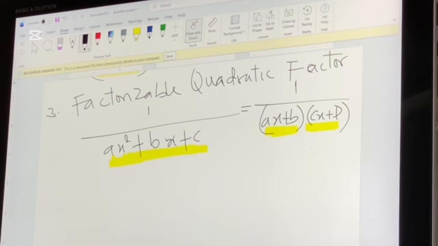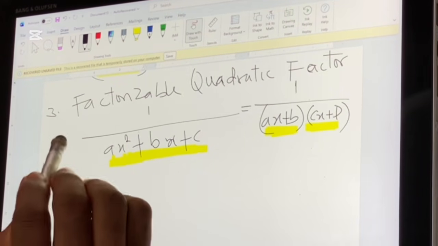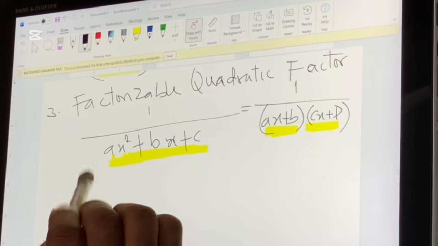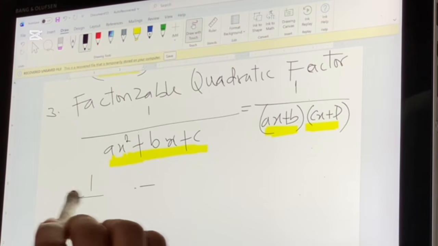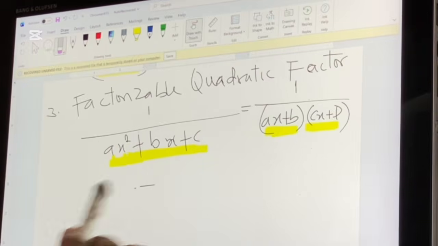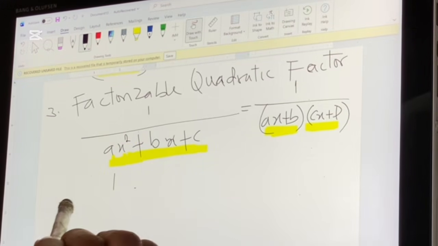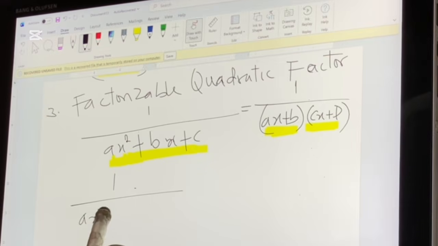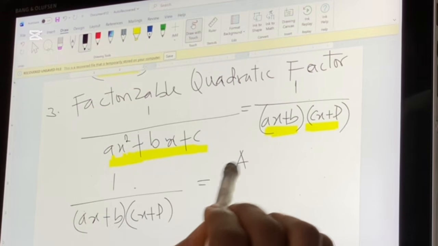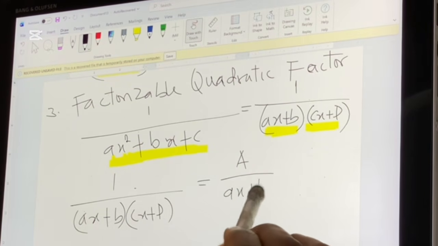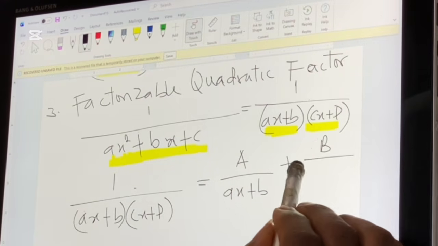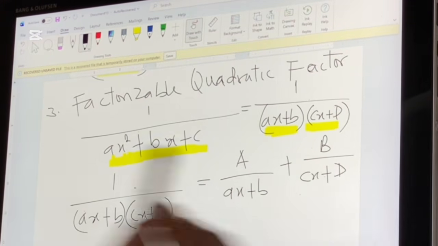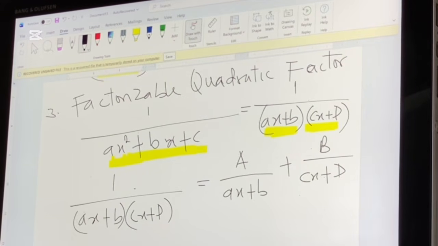And we all know that for all linear factors, if I have something like this, that is from this 1 over (as plus b) into (cs plus d), the solution will be A over (as plus b) plus B over (cs plus d). Please take note. So for every linear factor, we assign a constant letter to it.